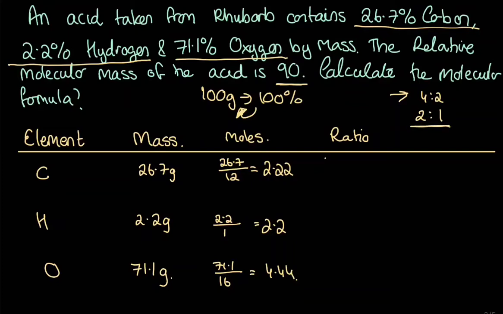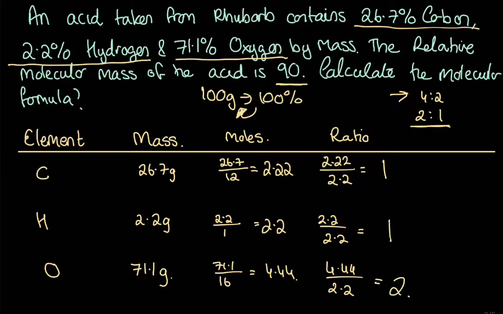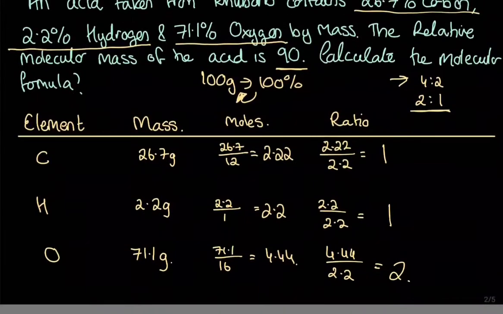So the smallest number here is the 2.2. So 2.22 divided by 2.2, and you're just going to do that for all of them. That works out to be near enough to 1, so I'm just going to round it to 1. 1 here again, and a 2. So I'm left with whole numbers. What that tells me is that for every carbon, there's 1 hydrogen and 2 oxygens.